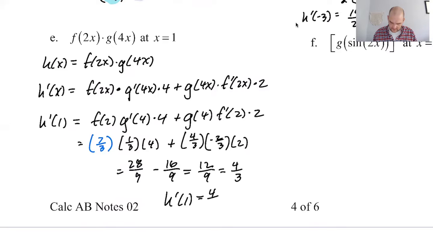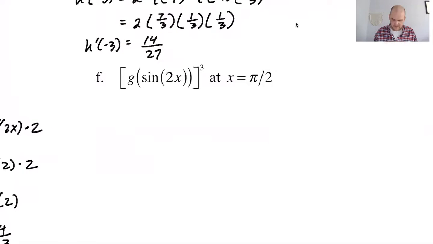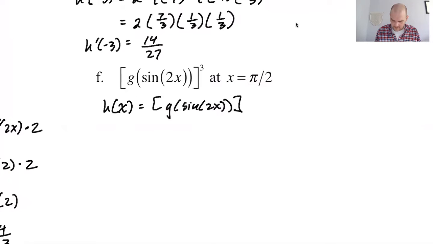is 4/3. All right, and let's take a look at this last one. So again, we're going to define as h of x. This pi over 2, I'm not worried about because I see sine of 2x, and sine of 2 times pi over 2 is the sine of pi. The sine of pi is 0. So I think we're in good shape, but we're still worried about it. I'm not concerned, I see it.